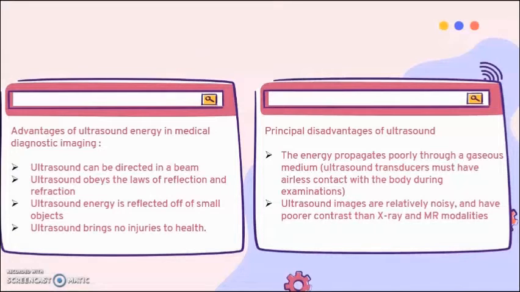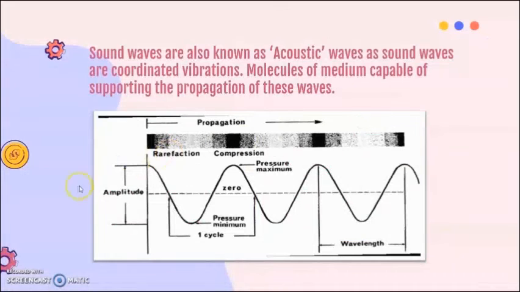Principal disadvantages of ultrasound. The first one, the energy propagates poorly through a gaseous medium. Ultrasound transducer must have airless contact with the body during examinations. The second one, ultrasound images are relatively noisy and have a poorer contrast than X-ray and MR modalities.